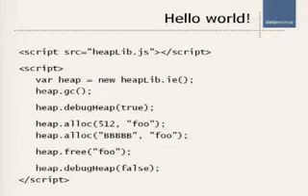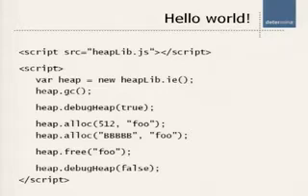So here's some sample code for how to use the library. First, we import our library with a script tag. It is called heaplib.js. It's a very imaginative name. Then we're going to create a new heap object, which is an instance of the heaplib.ie class. And the .ie is there because I was going to implement the same techniques for other browsers too. I haven't gotten around to doing it yet, but if somebody wants to play with it, feel free to send me a patch.